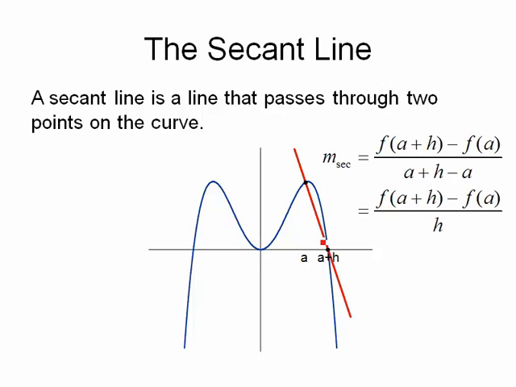The rise here is the difference between the y values, and that's why we say f of A plus h minus f of A, because remember, f gives me y values. And the difference in the x values here is just h. Look at that quotient that I just came up with. Isn't that the exact same quotient that we used when we talked about average rate of change? It's the exact same thing, except now instead of talking about average rate of change, I'm talking about the slope of a secant line.